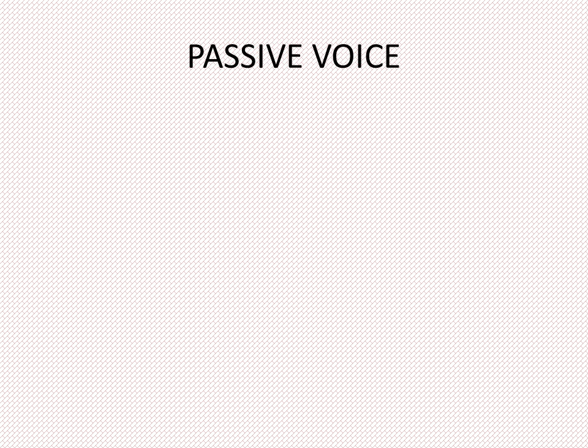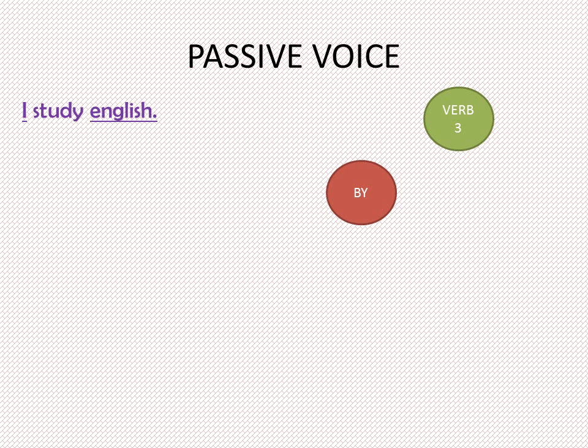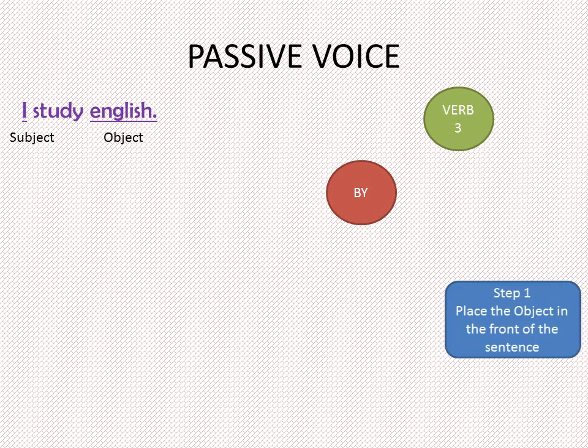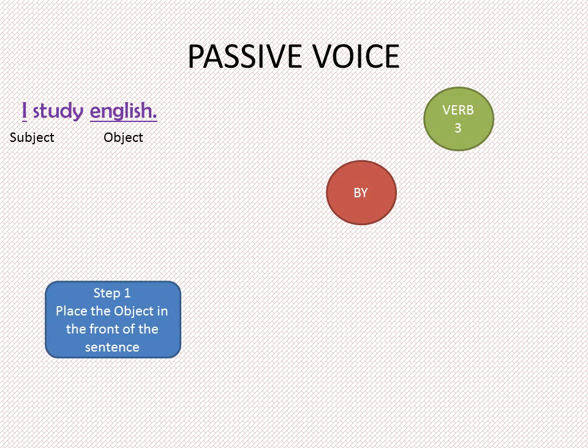In a passive sentence, there must be verb 3 and the word by. There are 3 easy steps to change an active sentence into a passive one. For example, I study English. I is the subject, study is verb 1, and English is the object.